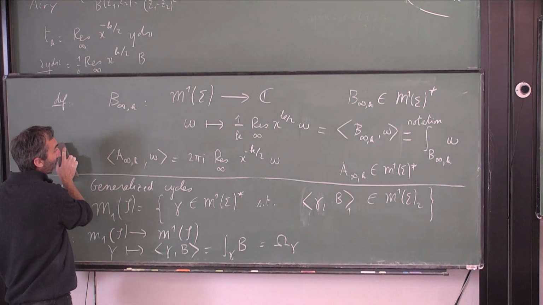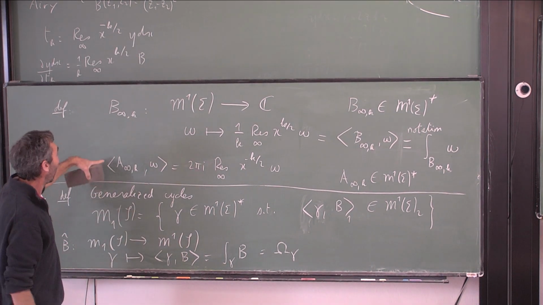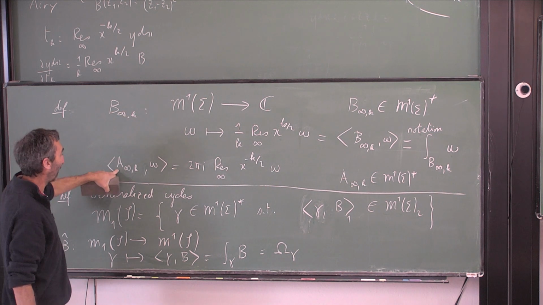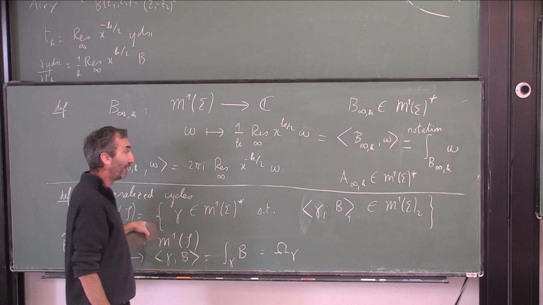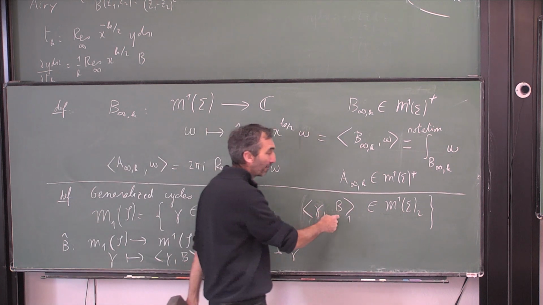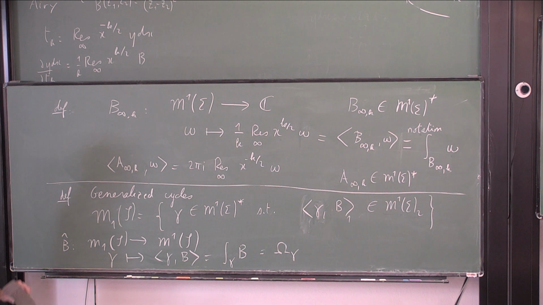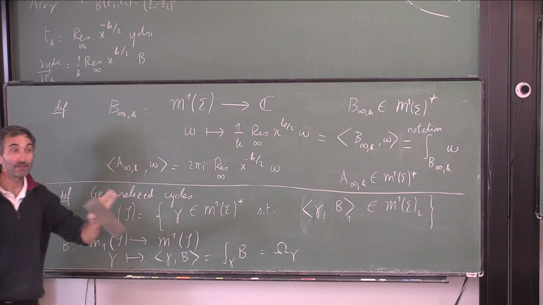So, now what have we obtained? Well, first of all, you can do it as an exercise, verify that this B infinity k and A infinity k are indeed generalized cycles, which means that their pairing with B is indeed normal. You have to check that, and you should always check that, because there exist elements of the duals for which it will not be.